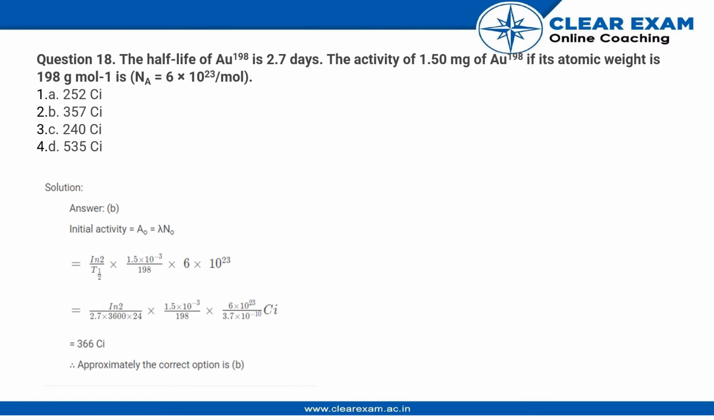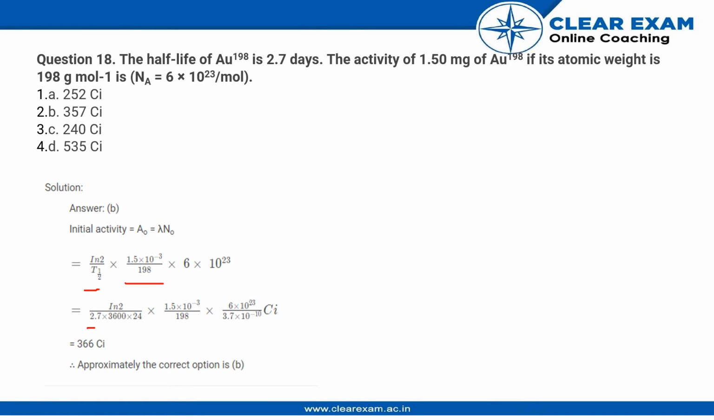We know that the activity, that is the initial activity, can be written as lambda N naught, which is ln2 by t half into the mass upon the molecular mass, which becomes the number of moles, into the Avogadro number, that is the number of atoms in this case. So ln2 into the number of atoms divided by the t half will give us the activity in this case.